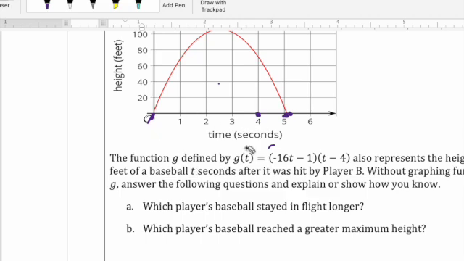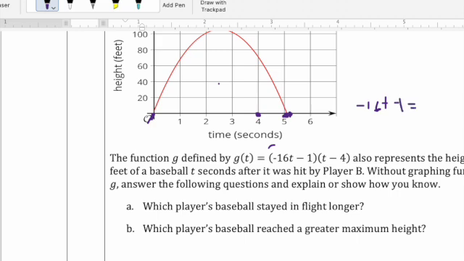Okay, so 5 seconds. So now I'm going to find baseball player B. So how do I find baseball player B's time? Well, sorry, this is not actually 5 seconds, a little more than 5 seconds. Okay, so now baseball player B's time. So I'm going to set each of my factors to 0 to see where my x-intercepts are, right?